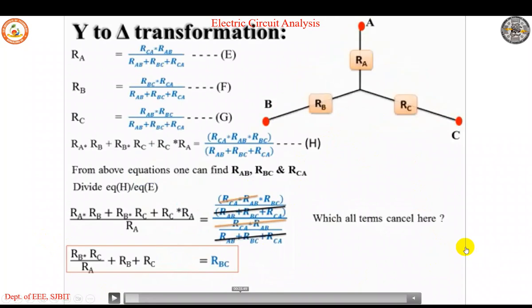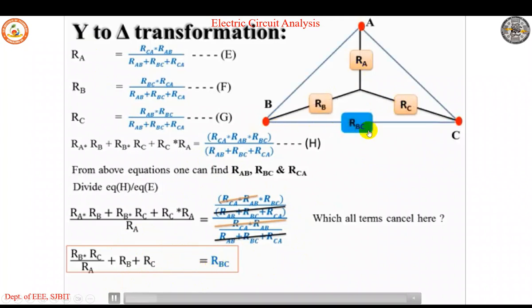Here, based on the derivation, we know the formula for star to delta. That means now the knowns are the star elements RA, RB, RC, and we have to find the delta elements RAB, RBC and RCA. So the formula based on derivation for RBC: between B and C.